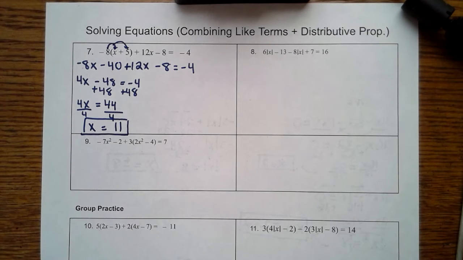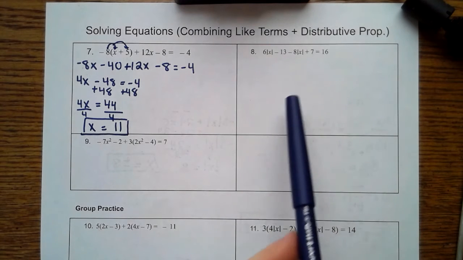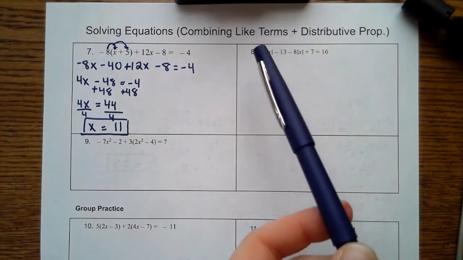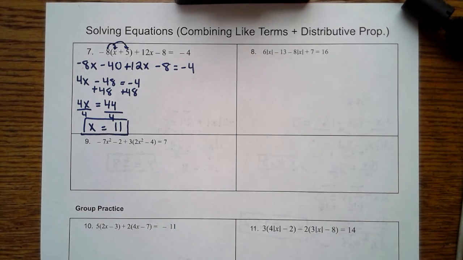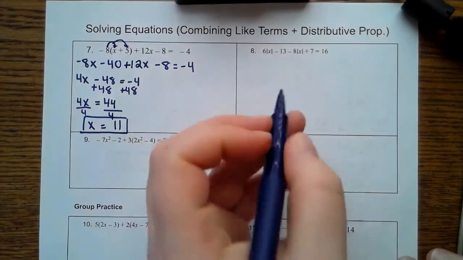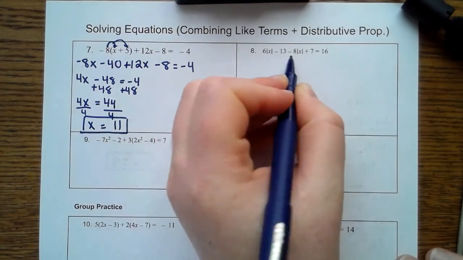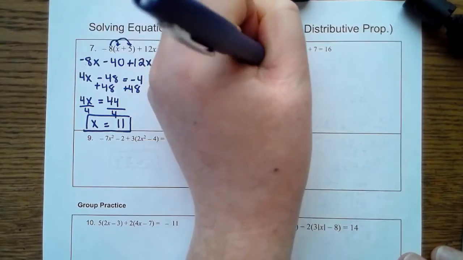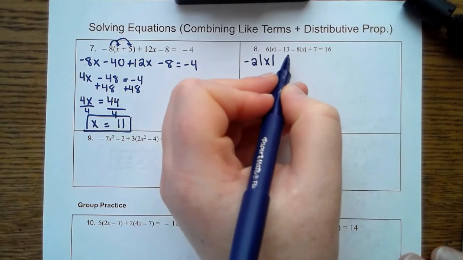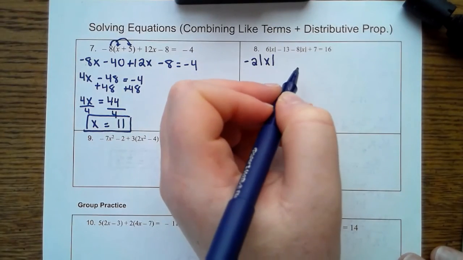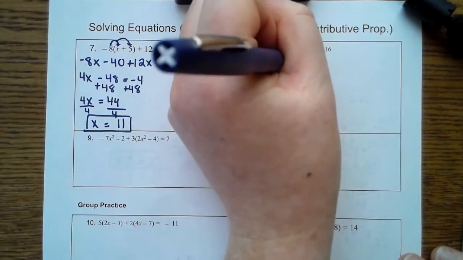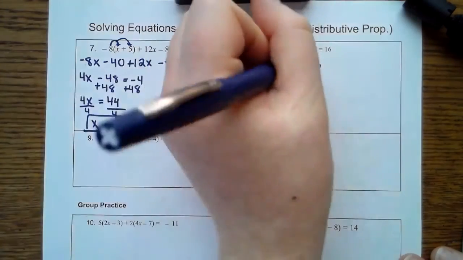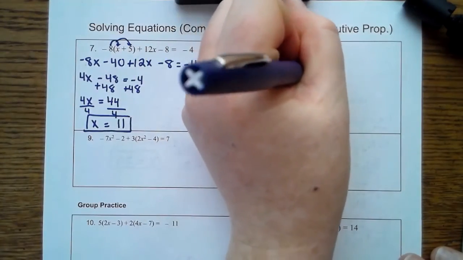Okay, let's try number 8. So number 8 has no multiplying, just combining like terms and working backwards. And I know that because there's no parentheses for me to distribute. Okay, so 6 absolute value of x minus 8 absolute value of x is going to get me negative 2 absolute value of x. Negative 13 plus 7 is going to get me negative 6. So I just simplified the left side. Now let's start isolating that x.